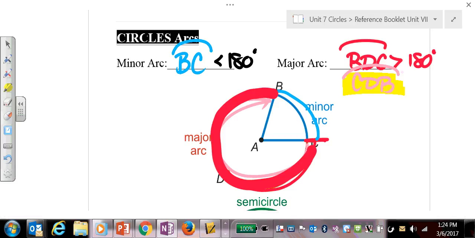You see 2 arcs. So 2 letters, short way. 3 letters, long way. If I want to go the short way around the circle, how many letters do I use? If I want to go the long way, 3. Okay, keep that in mind.